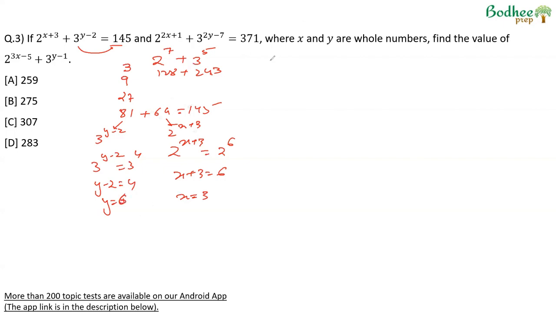Find the value of 2 raised to power 3x minus y. So 2 raised to power 3 into 3 minus 6, plus 3 raised to power 6 minus 1. This becomes 2 raised to power 9 minus 2 raised to power 4 plus 3 raised to power 5. 2 raised to power 4 is 2, 4, 8, 16. 3 raised to power 5 is 243. If we add them, we get the total as 259. Option A becomes my answer.